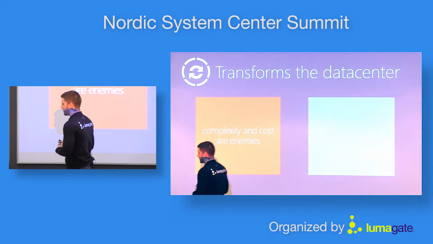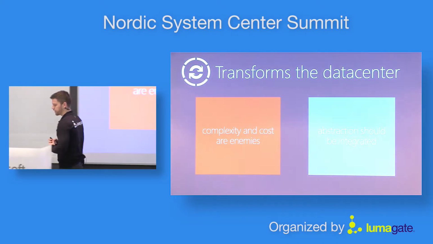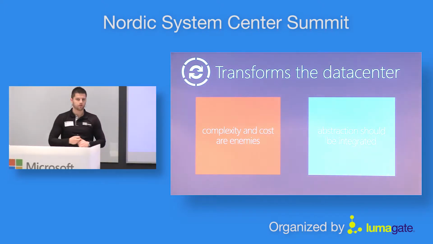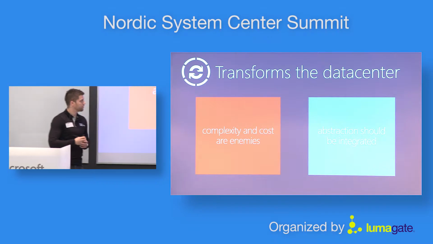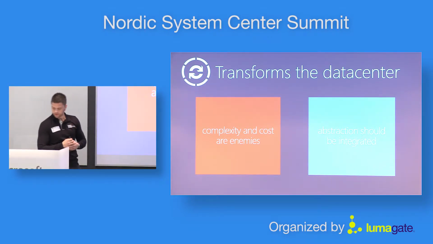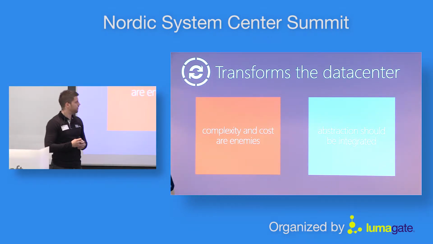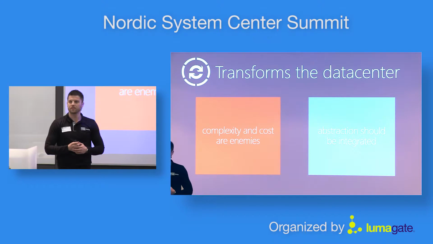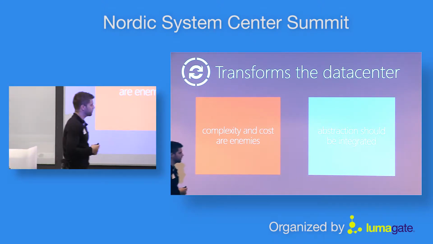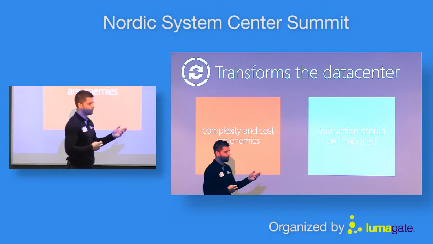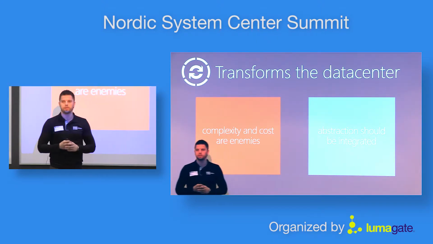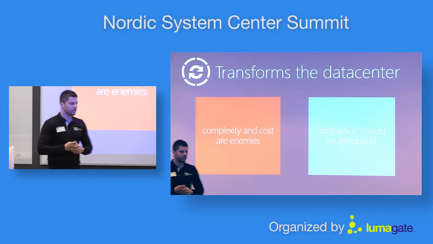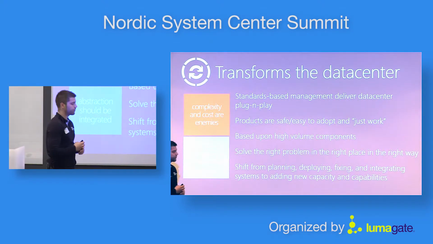So in order to understand how we should transform the data center, we should look at these 2 blocks. The orange one, or the red one, should simulate the bad things in the world, like complexity and cost. Do you agree? Is that a fun thing? And also we have something interesting that I will try to demonstrate and show you, that abstraction should be integrated. So let's start with the abstraction.